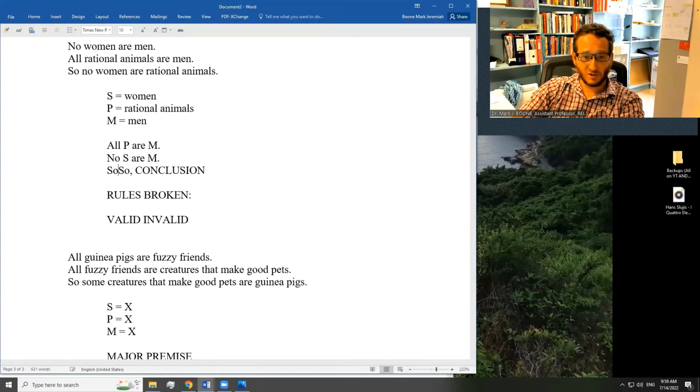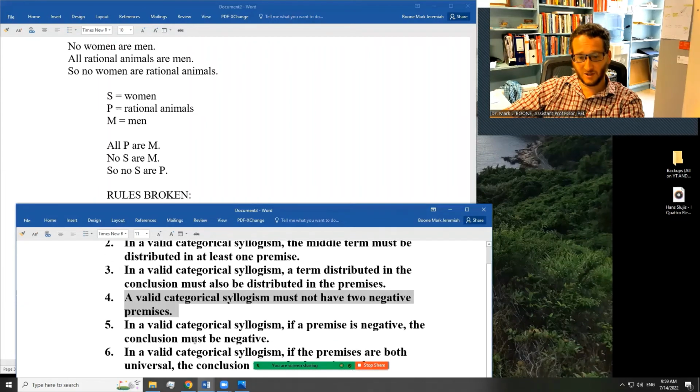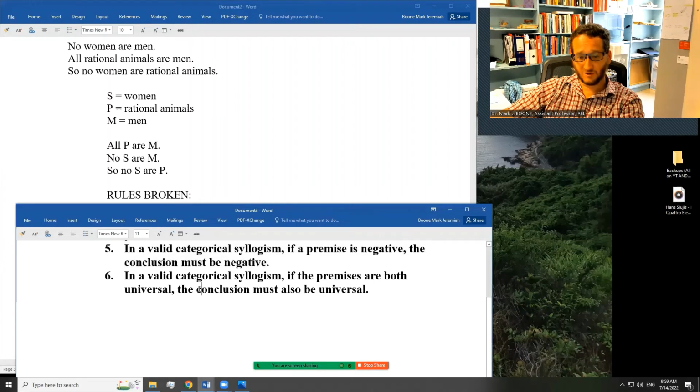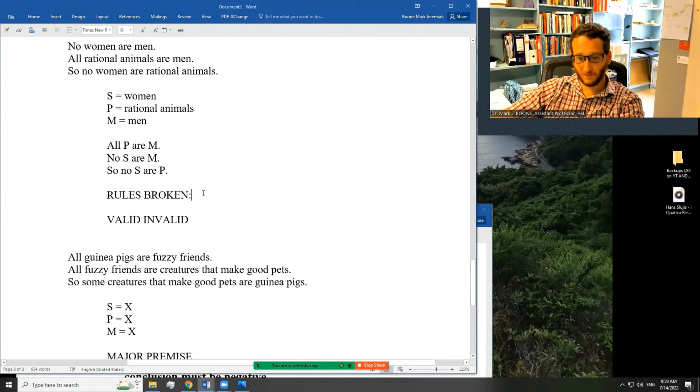So the conclusion, no SRP, would seem to follow, I would imagine, but let's check the other rules. Do we have a middle term distributed in a premise? Yes, the second premise distributes the middle term. Is there a term distributed in the conclusion? Yes, but both terms in the conclusion are distributed in their respective premises. Do we have two negative premises? No. Do we have a negative conclusion? Yes. So no problem for rule 5. Rule 6, if the premises are both universal, the conclusion is universal, yes. So this syllogism only breaks the first rule.